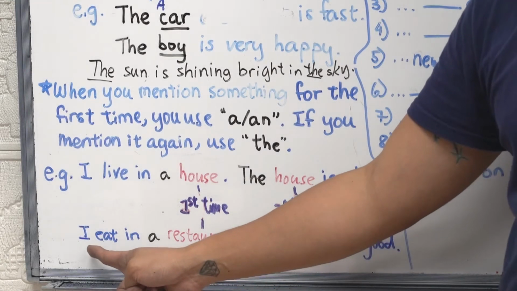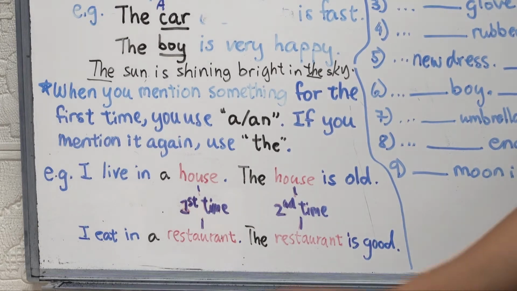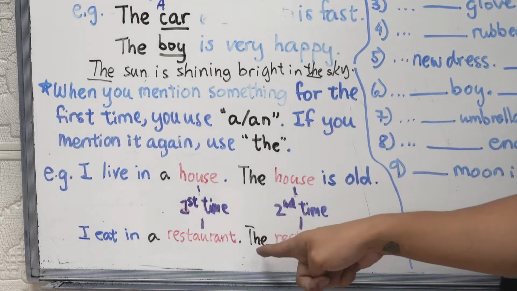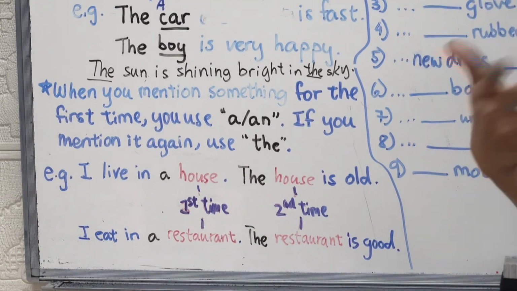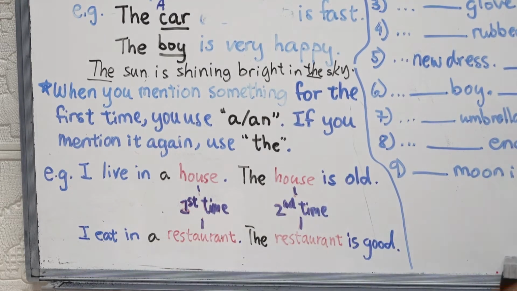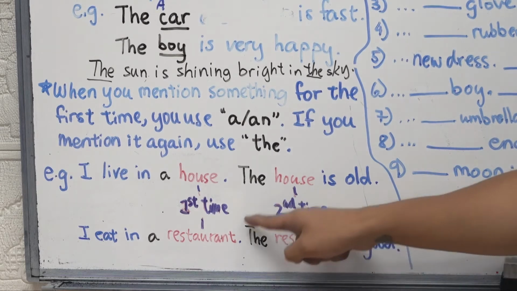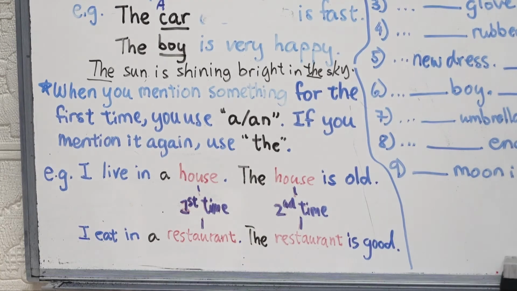Similarly, over here we have I eat in a restaurant. So I eat in a restaurant is the first time I'm mentioning it, or I talk about it. The second time I will say, the restaurant is good. So I eat in a restaurant. You are introducing the place where you ate, or where I ate. Now, we use the for the second time because the listener, you, and the speaker, me, know that the restaurant we're referring to is the restaurant where I ate or where I eat at.